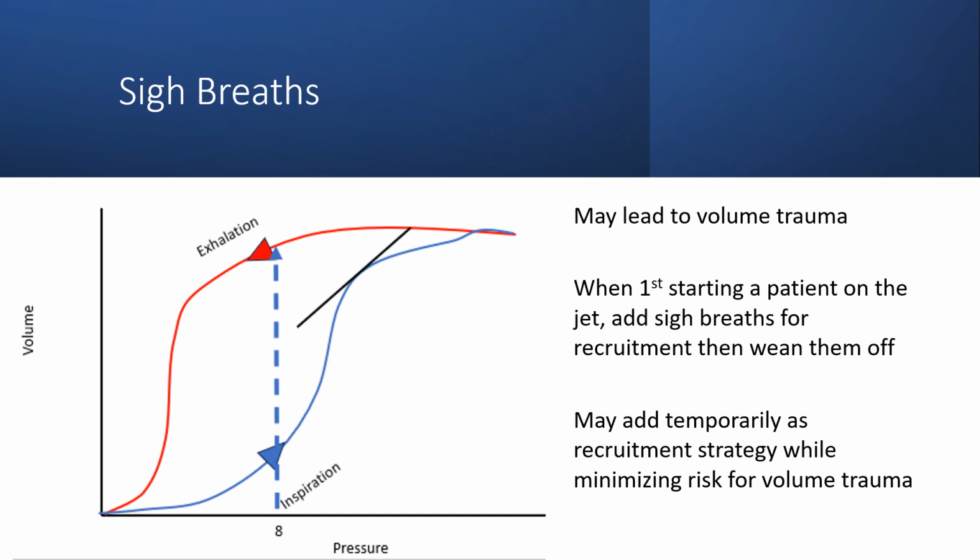If the patient is receiving the jet ventilator and continues to experience atelectasis, sigh breaths could be applied as part of a recruitment treatment. With this strategy, sigh breaths could be added for a few hours to optimize recruitment, then removed to reduce the risk for volume trauma.